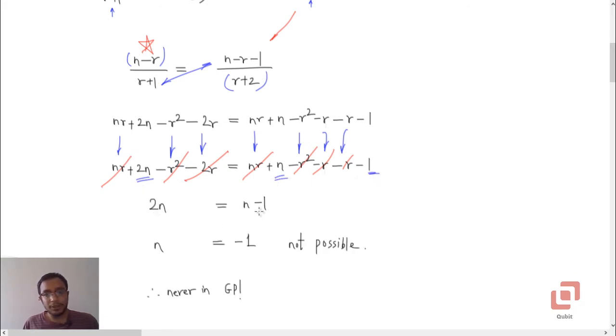So if you equate 2n to n minus 1, then n is minus 1. Okay, you can check it. 2 into minus 1 is minus 2, minus 1 minus 1 is minus 2. But is this ever possible? No, this is never possible, right?